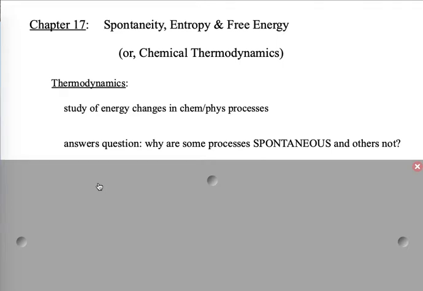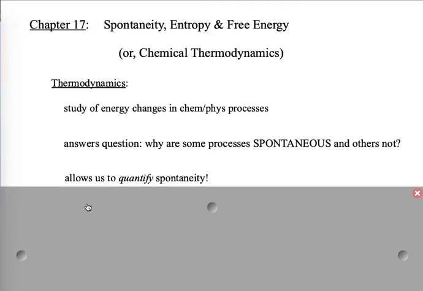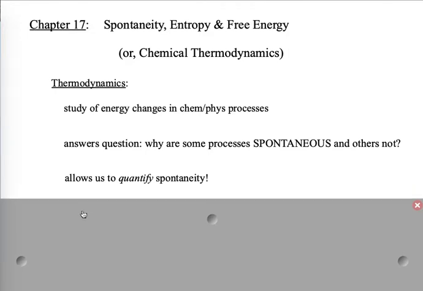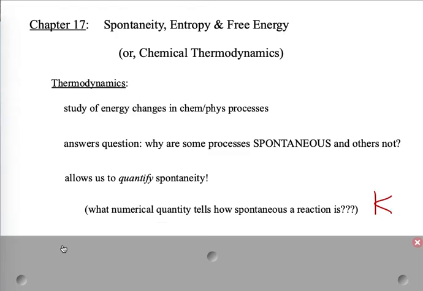In this unit, related to chemical thermodynamics, we are going to answer the question, why is it that some processes are spontaneous and others are not? It will also let us quantify spontaneity. That is, tell us how spontaneous or not a process is. And what numerical quantity that pertains to a particular chemical reaction do you think tells us how spontaneous or non-spontaneous it is? Well, if you think about it for a minute, you'll realize that that number is K, the equilibrium constant.